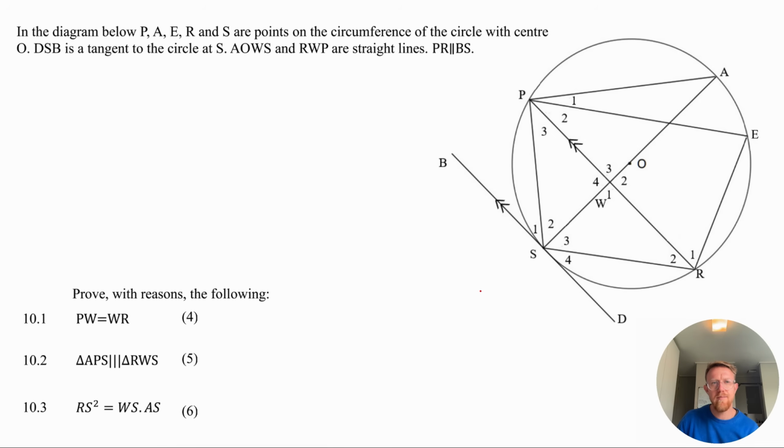In the diagram below, P, A, E, R, and S are points on the circumference of the circle with center O. DSB is a tangent. AOWS and RWP are straight lines. Okay, so everything that they've mentioned is already on the diagram. 4 marks, 5 marks, and 6 marks. Craziness. Prove with reasons the following. Prove that PW is the same as WR.